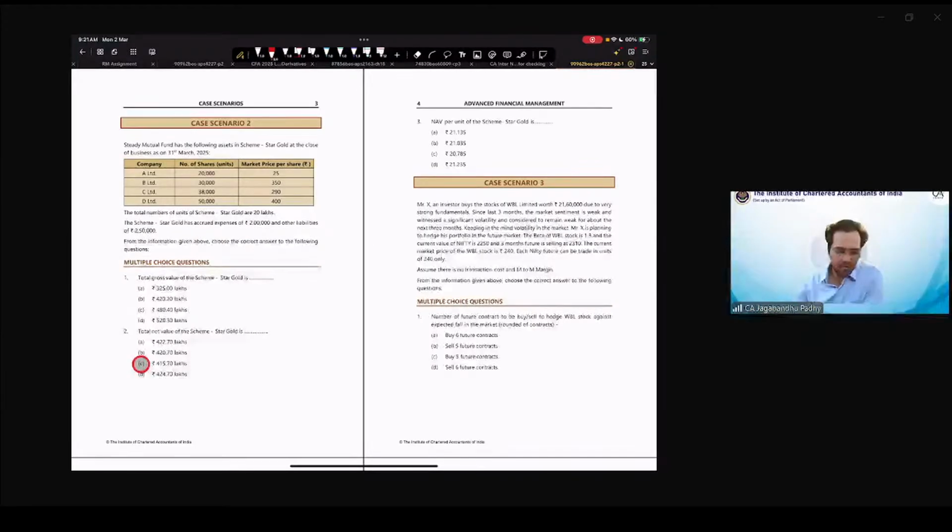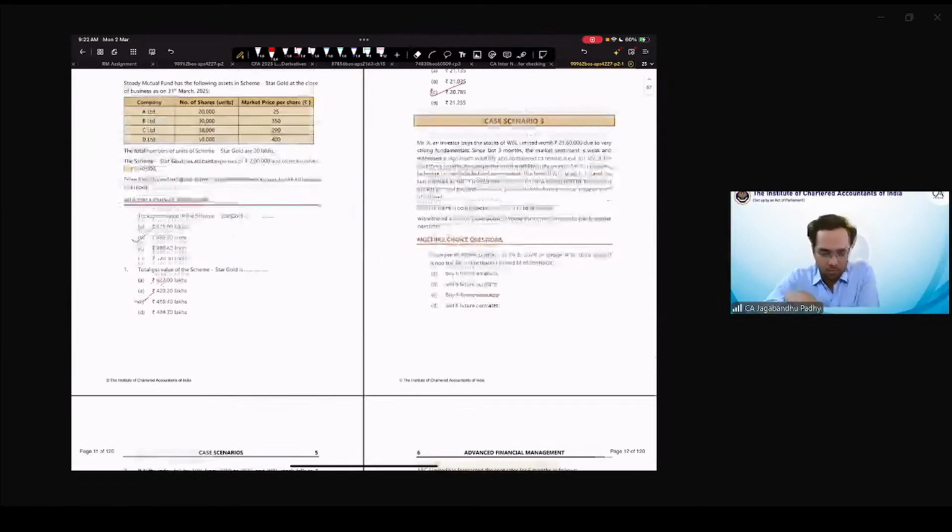Then this 415.7 divided by 20 lakhs. How much? 20.785. That's option C. So first is option B, then C, and then again C. Right, guys? Easy.